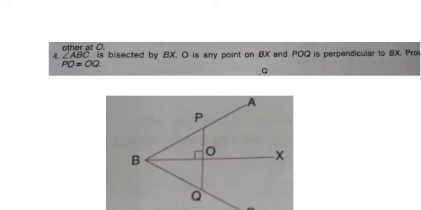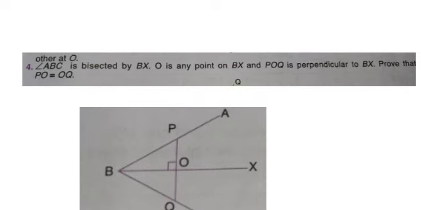In this video we are going to solve ICSE Mathematics Class 7 Chapter 20 Congruency of Triangles Exercise 20B, and this is the fourth question. And what does it say? It says here that angle ABC is bisected by BX.